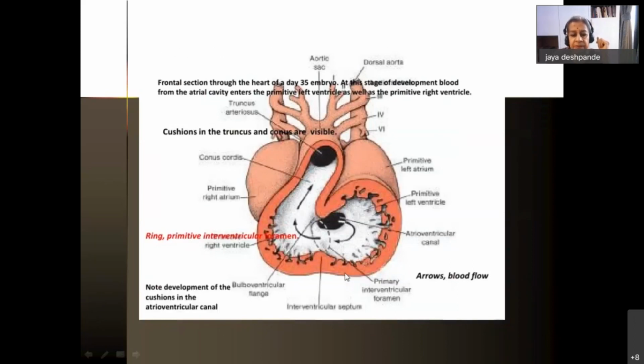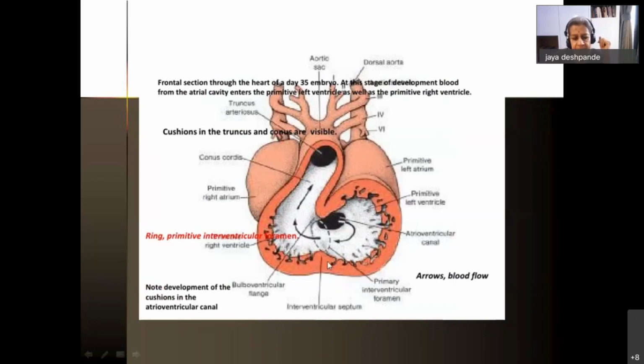This seems to be a little more busy slide with a lot of details. So here is the atrioventricular canal, the primitive right atrium, primitive left atrium, and this whole part is actually the primitive ventricle. This part will give rise to the left ventricle, and this part will give rise to the right ventricle. And then this leads to the conus, and then subsequently the truncus.